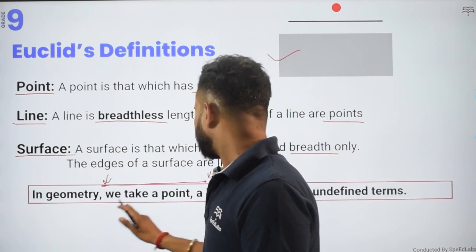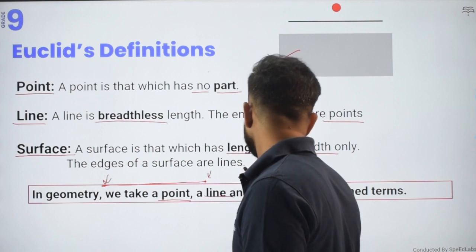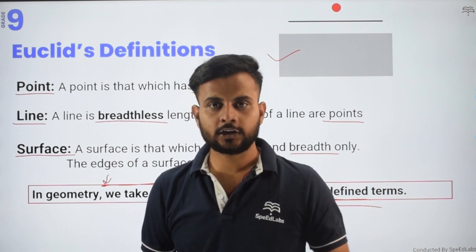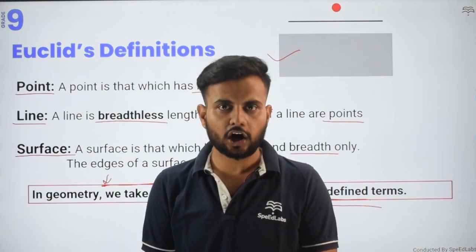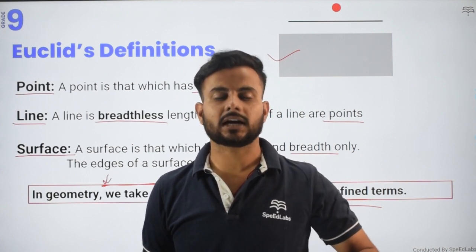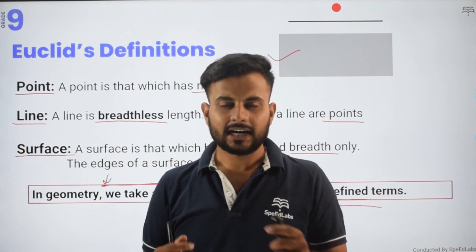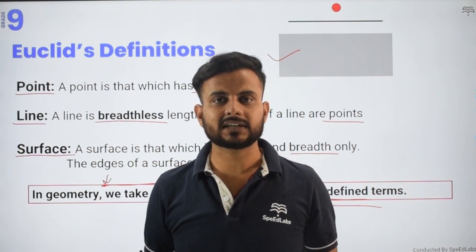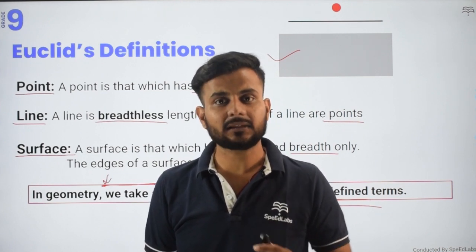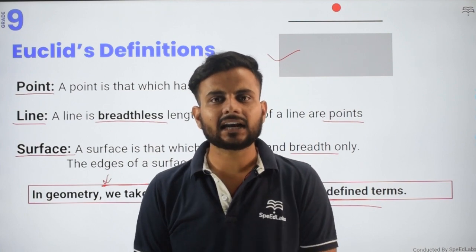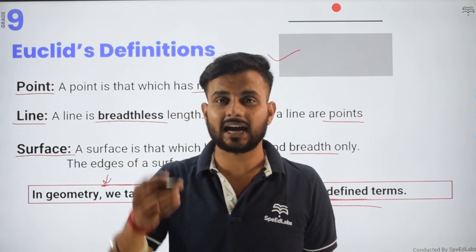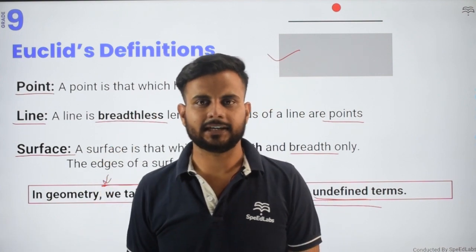In geometry, we take a point, a line and a plane as undefined terms. Just remember, a point doesn't have any length or breadth. You cannot measure a point. Similarly, a line. In geometry, we take a line as never ending, infinite on both sides, and it doesn't have any breadth. It is just length, infinite on both sides. And a plane, we take as anything that has just a length and a breadth, then it's a plane, right?